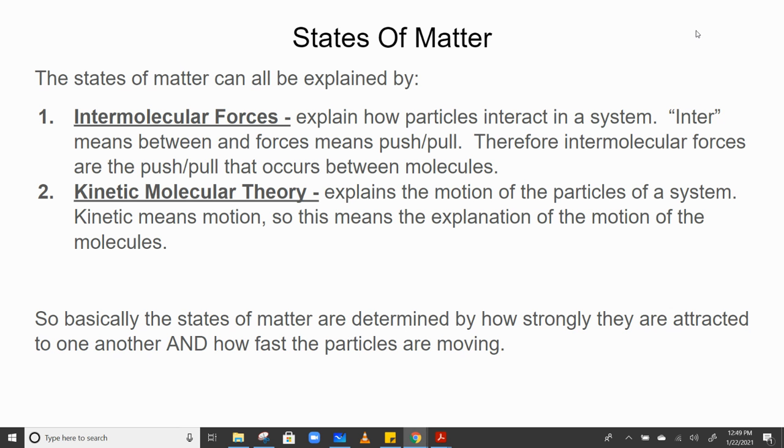Okay. Those two things really help us to explain and understand the states of matter, why certain things are in the state of matter that they are in. So basically, the state of matter is determined by how strongly things are attracted to one another and how fast the particles are moving.